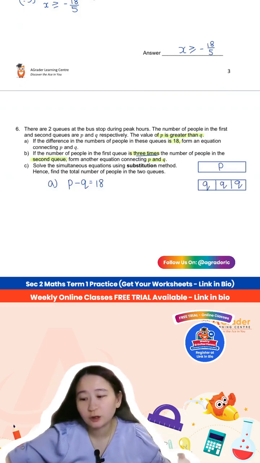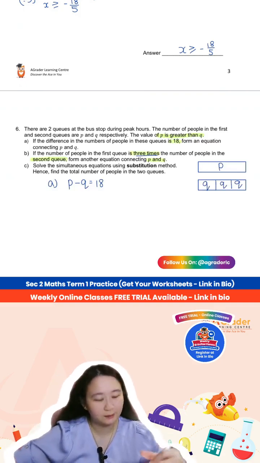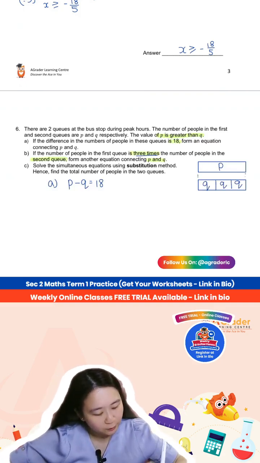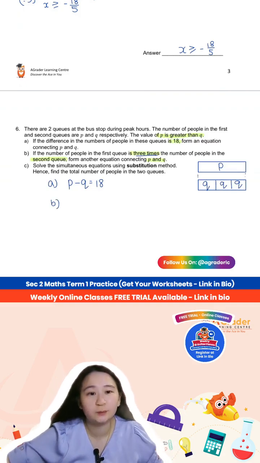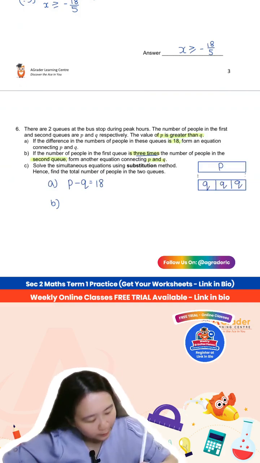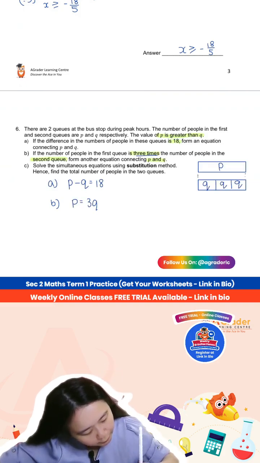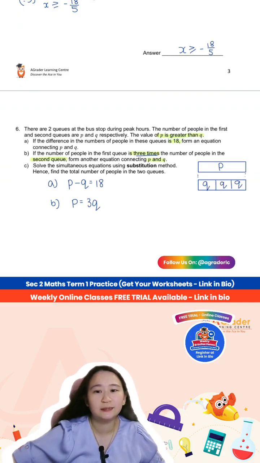Means I need 3 of the Q to be equals to my 1P. So this will help you to visualize better. Means my 1p must be equals to my 3q. So this will be my second equation.